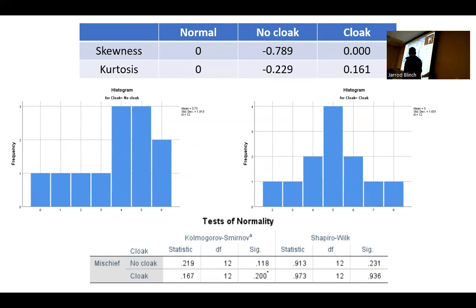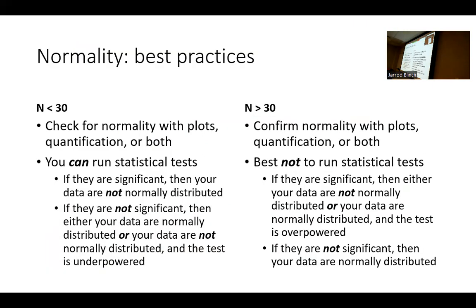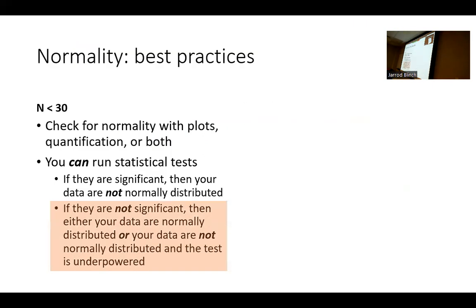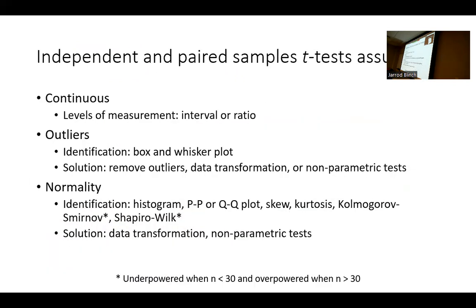And if we look at our statistical test, we see that they're all non-significant, but because we only have 12 participants, if I'm remembering correctly, these tests are underpowered. So there's one of two conclusions here: our data are normally distributed, or they could not be normally distributed, but we didn't see it because the tests are underpowered. So those are the potential two conclusions in this specific case. Okay, any questions about the three assumptions that we've already seen?